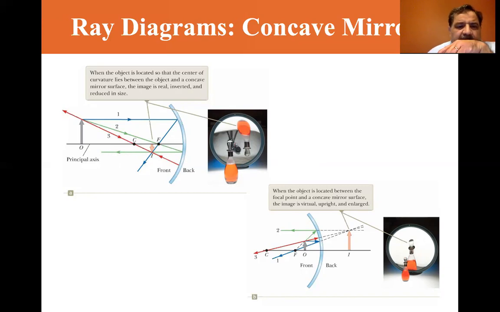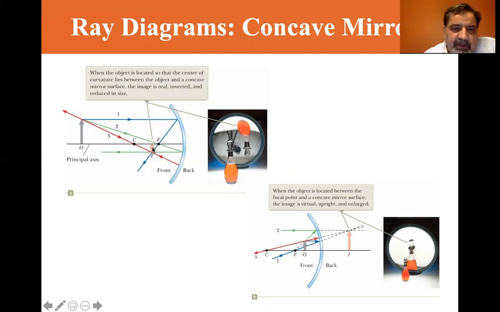The green line goes from the top of the object through the focal point and back, parallel to the principal axis. And then the red line is the one from the top, perpendicular to the surface of the mirror, through the center line and back. So you can see in this case, where the object is on the opposite side of the focal point, that the image is inverted. Now, when the object is located between the focal point and the concave mirror surface, the image is virtual, upright, and enhanced.